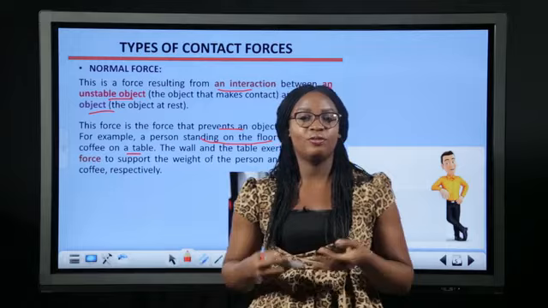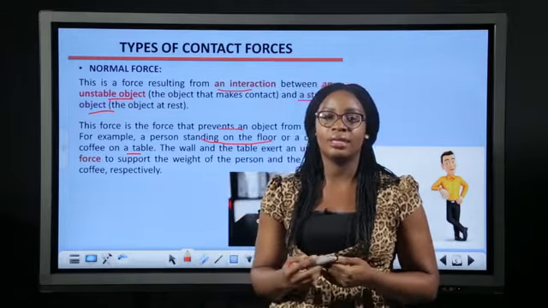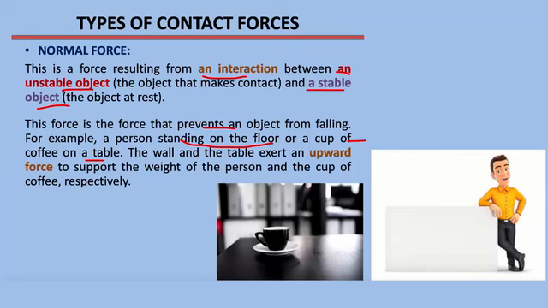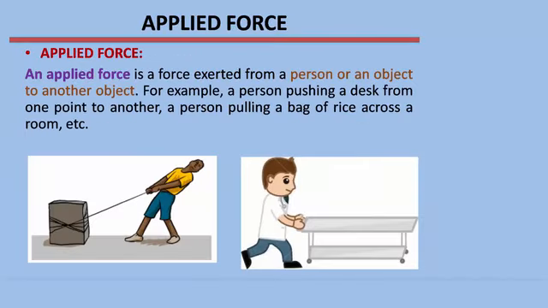The normal force is a force resulting from an interaction between an unstable object, that is, an object which is in motion, and an object which is stable or at rest. For example, a person standing on the floor or resting on the wall, or a cup of coffee resting on a table. Now, the wall and the table exert an upward force to support the weight of the person or the cup of coffee. The second type of force we'll be discussing today is the applied force.